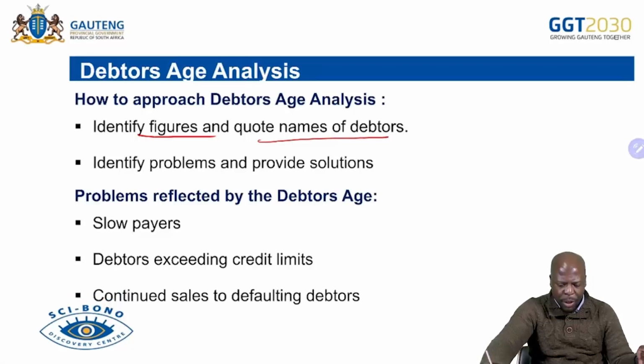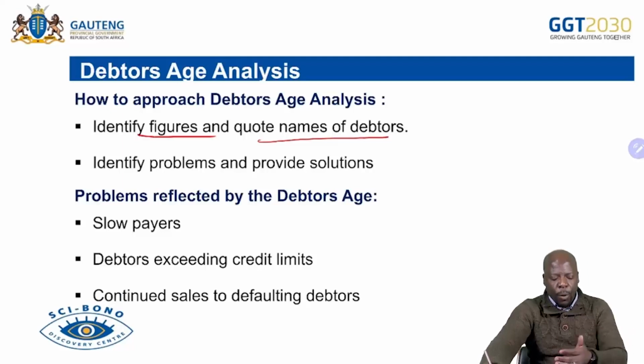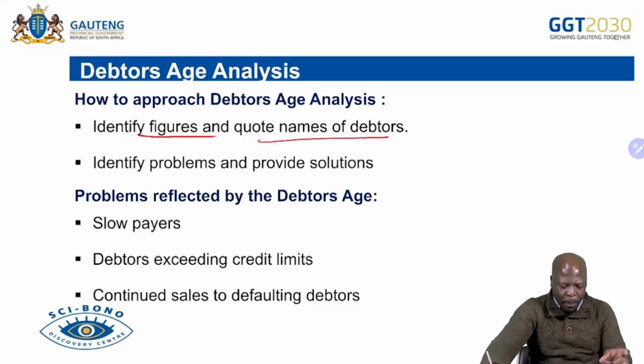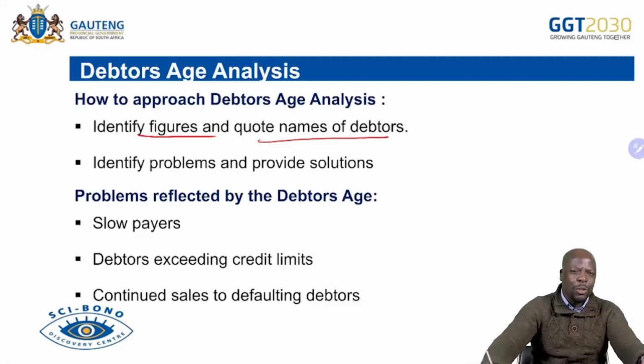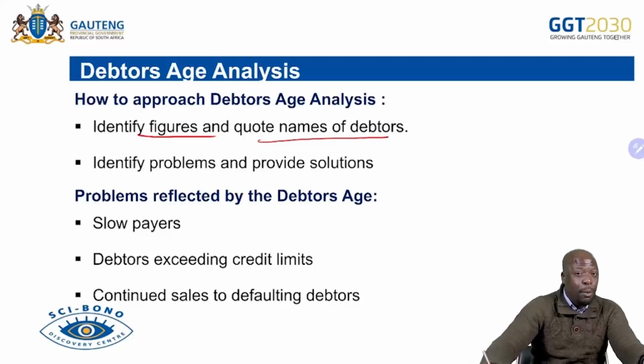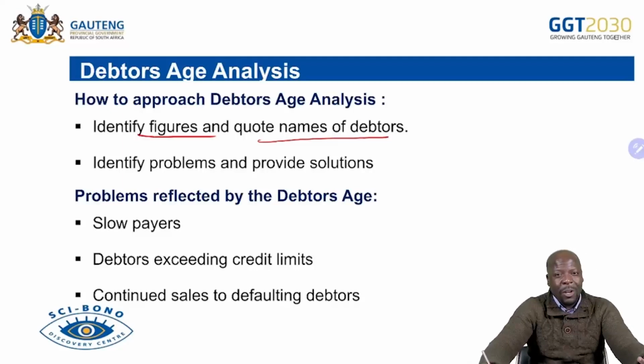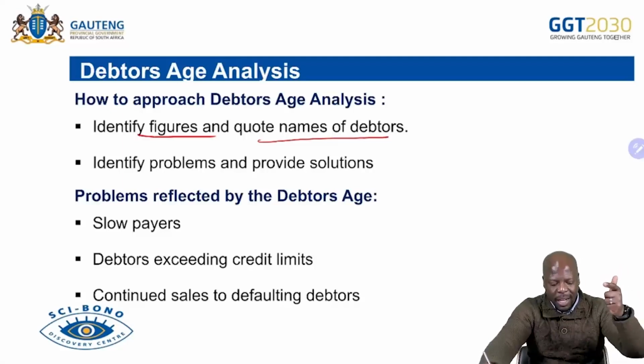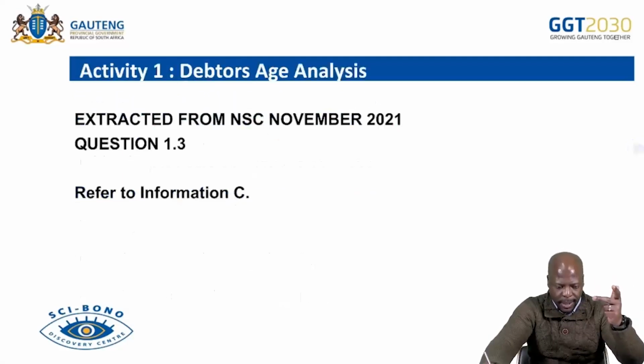Continued sales to defaulting debtors. If a debtor is defaulting, that is, he could be a slow payer or he's exceeding his credit limit, and we continue selling again to those debtors, that simply means we are not being proactive. Therefore, these are some of the problems that we are going to try and find out in our debtors age analysis. Remember, number one, slow payers. Number two, debtors who exceed credit limits. Number three, continued sales to defaulting debtors.